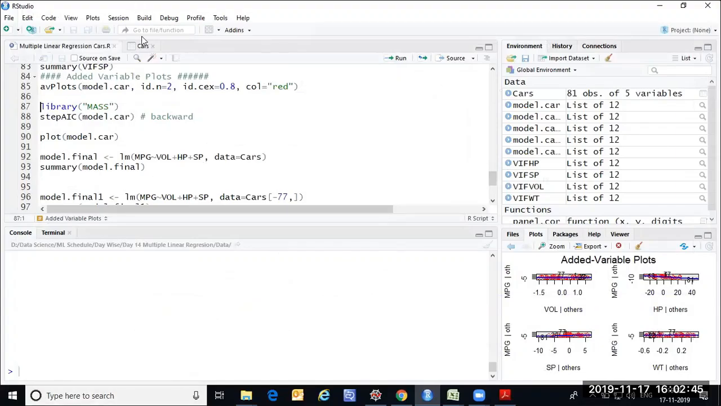Once you reach a moderately performing model, just to cross-check the results, you can make use of a function called stepAIC. AIC stands for Akaike information criterion. You need to load the package called MASS to work with this. The stepAIC of any model that you are building.